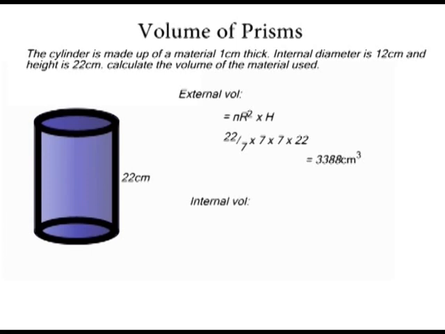Internal volume. When calculating the internal volume, you must bear in mind that the thickness of the material includes the base as well. And so the internal height is 22 centimeters minus 1, which gives us 21 centimeters. Volume will be equal to 22 over 7 times 6 times 6 times 21, and that gives us 2,376.